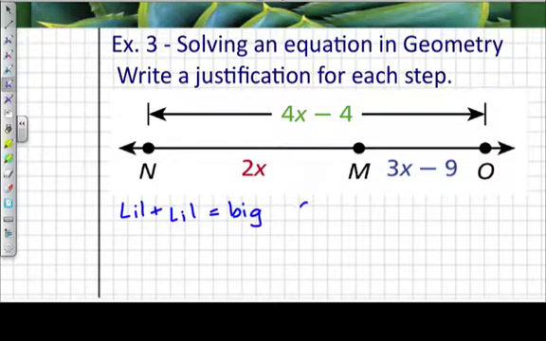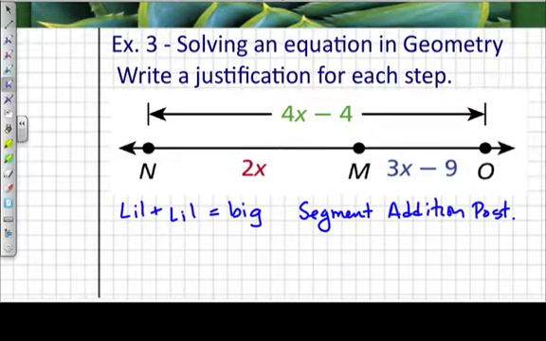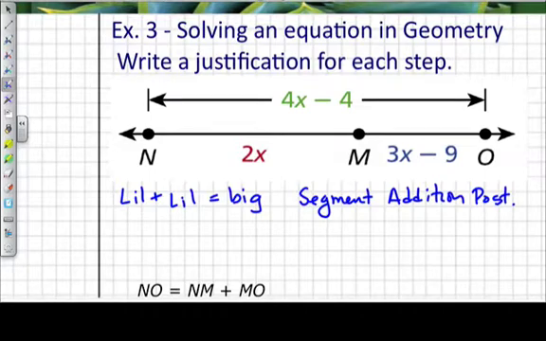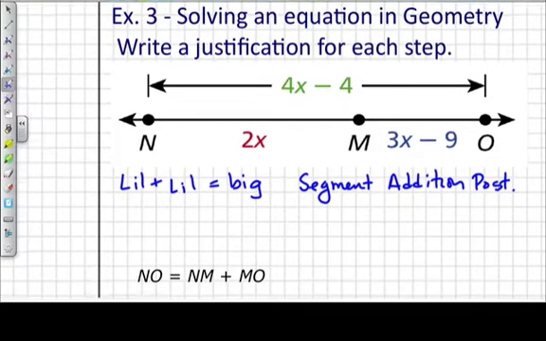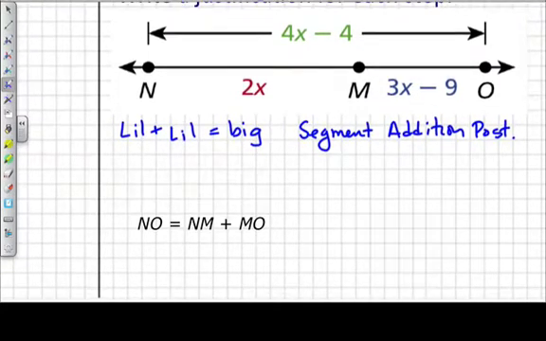That's true with segments, and that's from the segment addition postulate. That's the name for that property that we worked with to help solve equations. So let's find the value of x, and maybe let's find the length of MO so we can complete a proof for this. Okay.